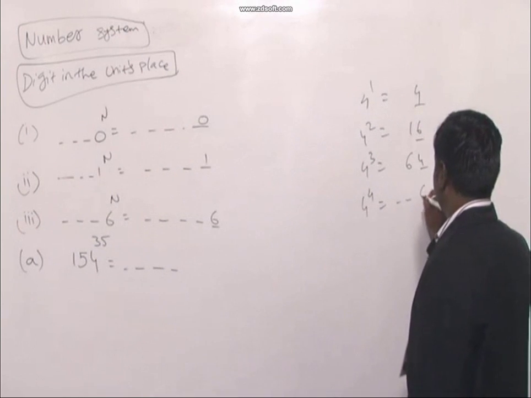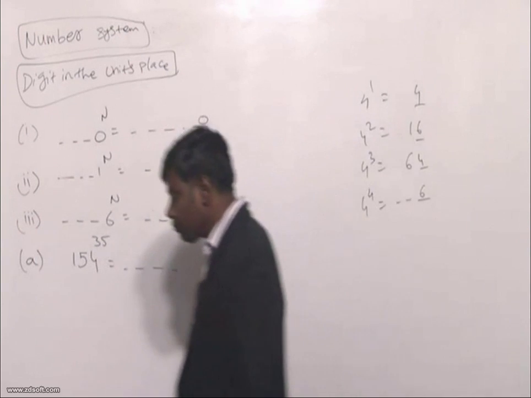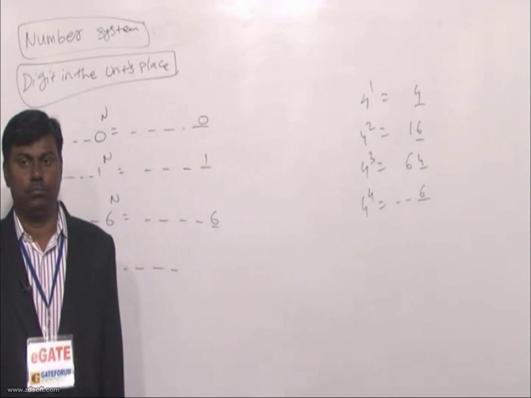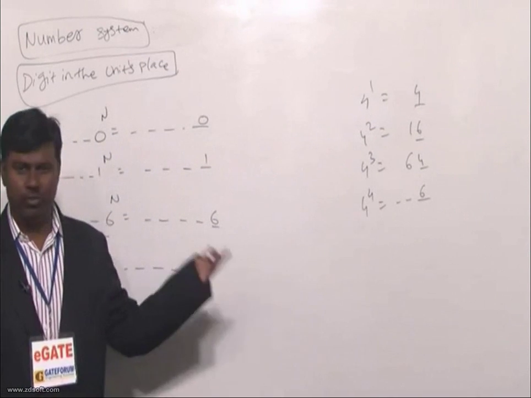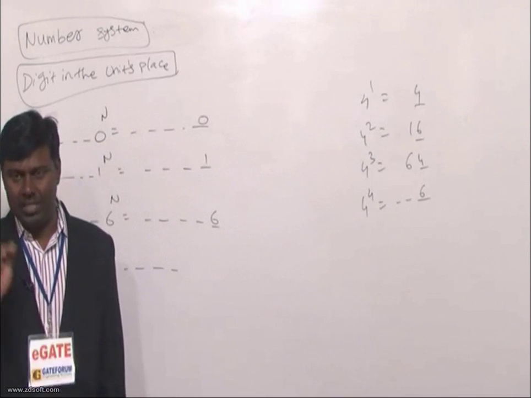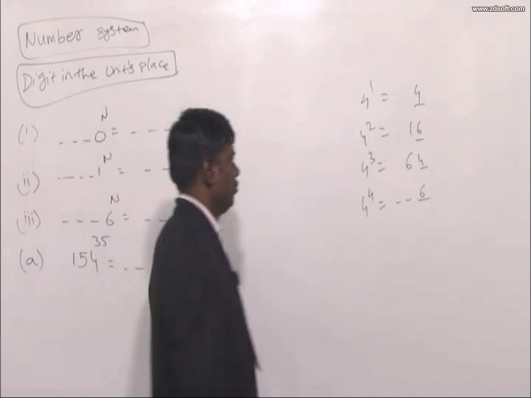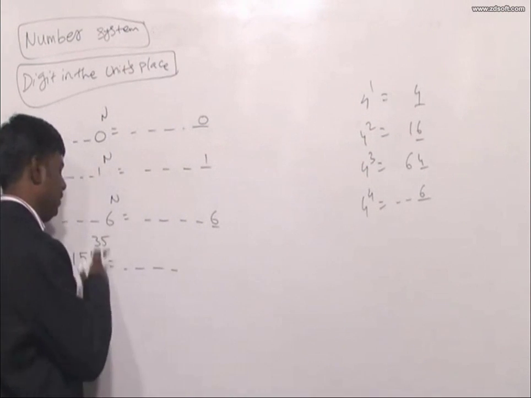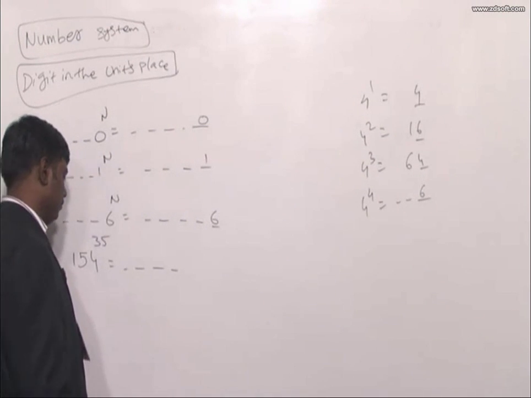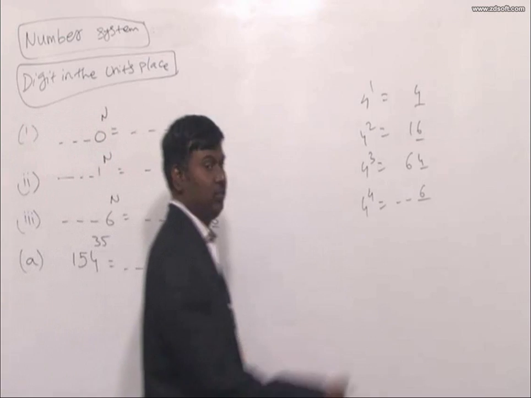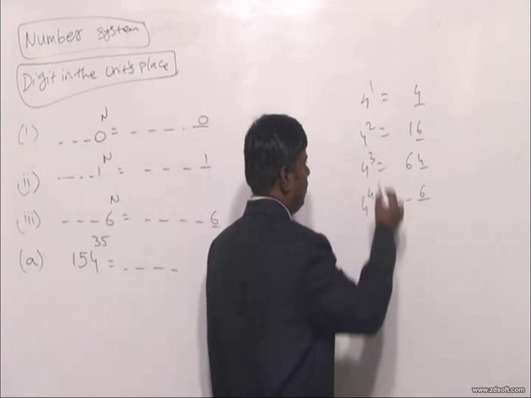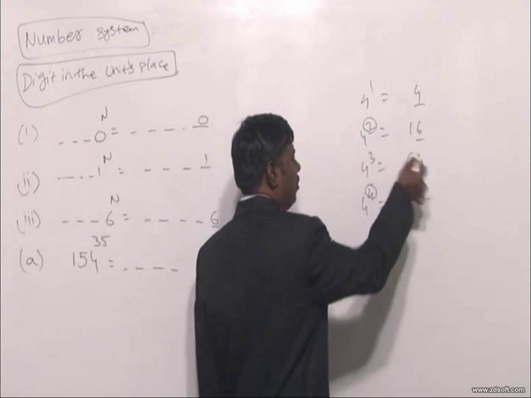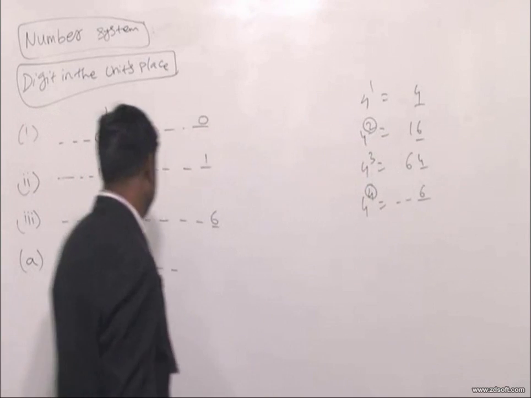Number that ends with 6. Right? You don't need to worry, 256 is the number. But the last digit is what I am bothered about. So, here 154 power 35. It depends on what is the power. If the power is even, last digit is 6. If the power is odd, it is the same number.